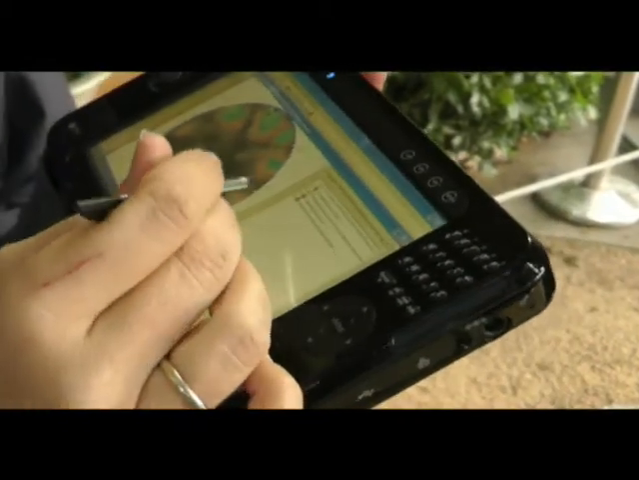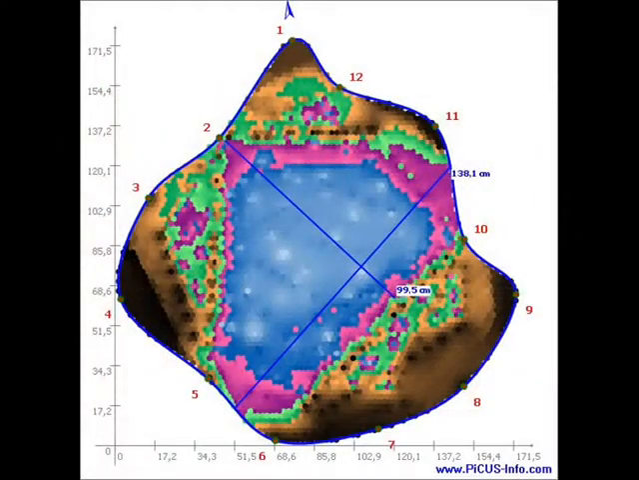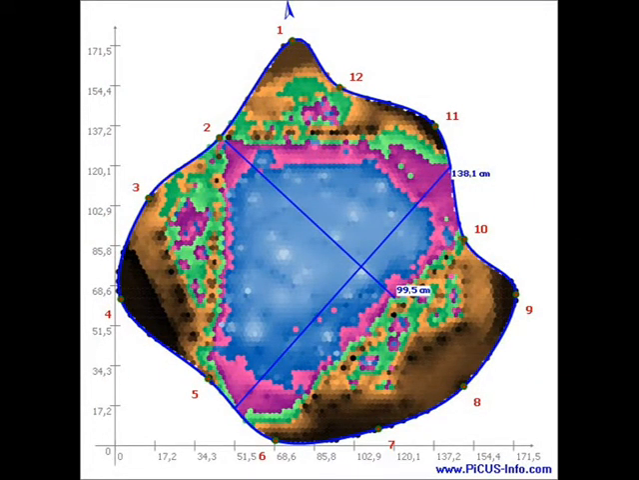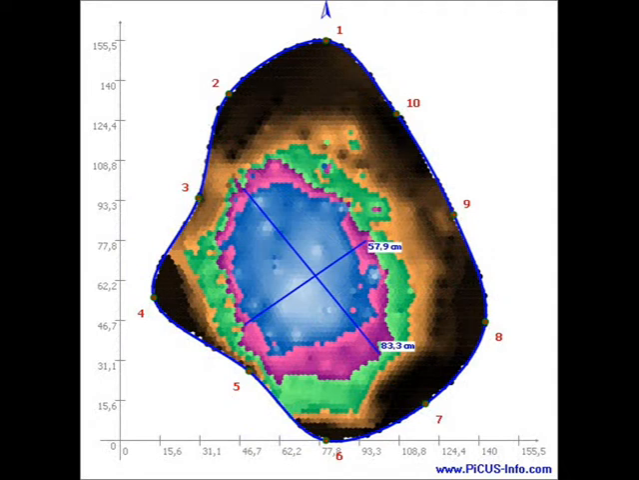When we run a scan with the sonic tomogram, what we get is a full color graphic representing a cross-section of the tree. In this graphic, we can associate brown colors with healthy sound wood, and white and blue colors with decay or cavities.